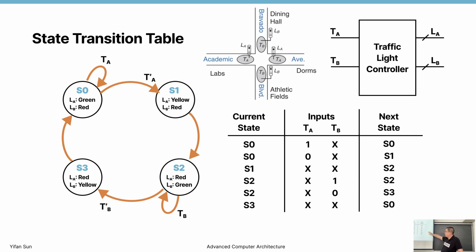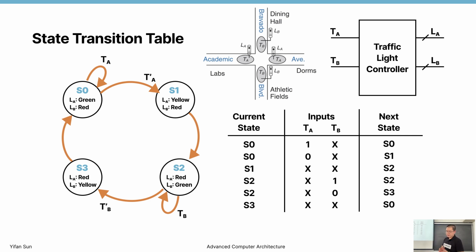For S2, it's the same thing. Then we either stay at S2 or go to S3. Now, when at S3, we don't care about the input. We always go back to S0. Right? This is a state transition diagram. And we make these transitions. It's all the possible transitions that we describe in this table. This is really a small example. The real problem can be much more complex, but that's our starting point.